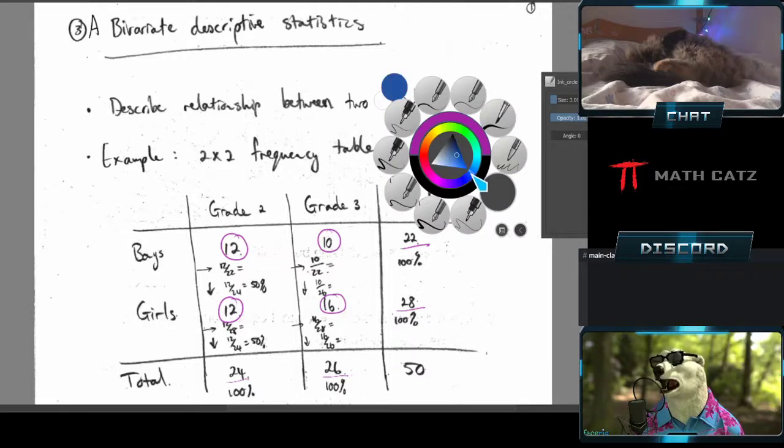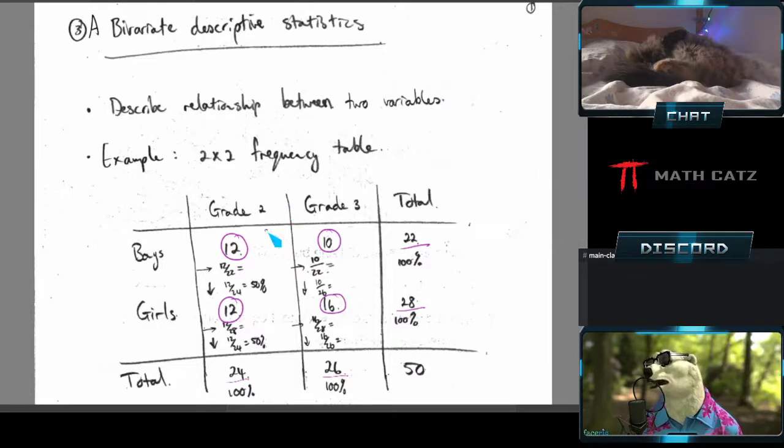Let's pick another color here. Let's make it blue. So for example, I could say here, by looking at the grade 2 column, 12 out of 24 were boys. So 50% were boys. And therefore, of course, in grade 2, 50% were girls.